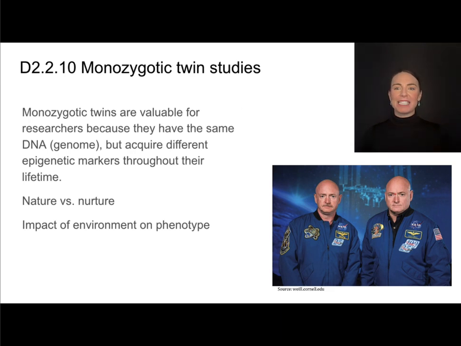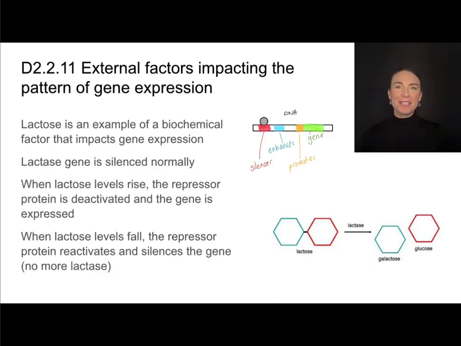So here's a famous set of twins. They are identical twins, and one of them was sent to space while the other one remained on Earth to try to see the effects of space on our physical characteristics. So again, a really great way to study this nature versus nurture part. You don't have to go to space, though, to see another great example of environmental factors affecting gene expression. Let's take a look at one that occurs in our own bodies.